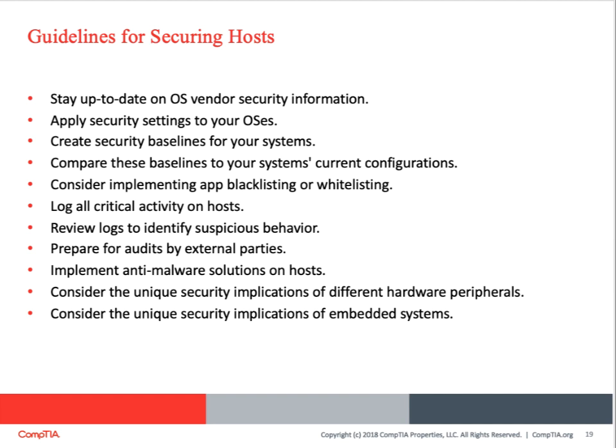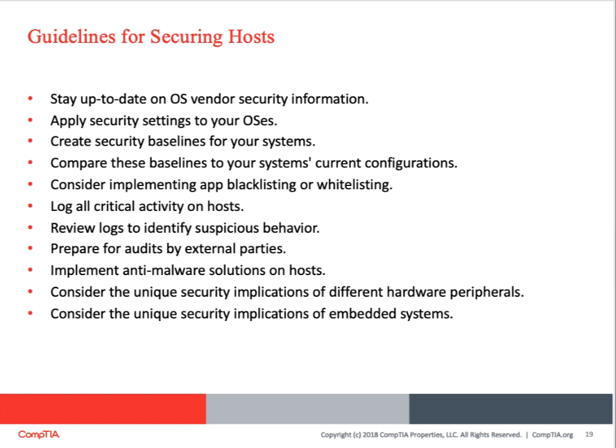We also want to consider implementing application blacklisting and whitelisting. That way we can restrict the software that's able to run on our systems. We're going to want to ensure that we log all critical activities. That way we are able to review the logs and identify any specific suspicious behaviors. And then we're going to want to prepare for any auditing by external parties to make sure that we're in compliance with all of our policies and regulations.